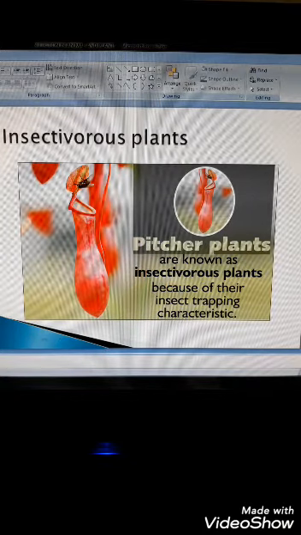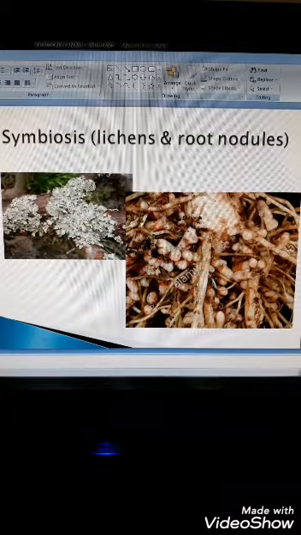Clear, children? Now we come on to the other mode of heterotrophic nutrition, that is symbiosis.